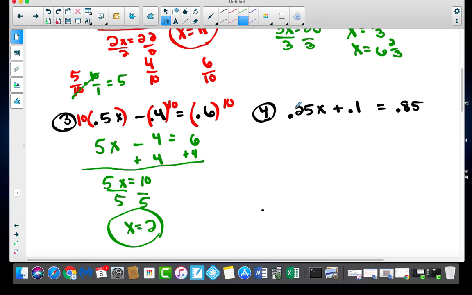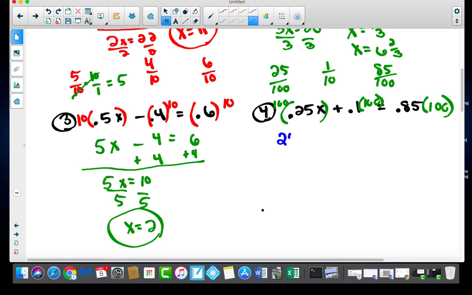Okay. On number 4, well, I've got 25 hundredths. Right? I've got 1/10, and I've got 85 one-hundredths. What's the least common multiple of 10 and 100? Well, it's 100. So I'm going to have to multiply all three by 100. Okay, and of course the decimal point will move, but it won't move one place to the right. It'll move 2 when I'm multiplying by 100.